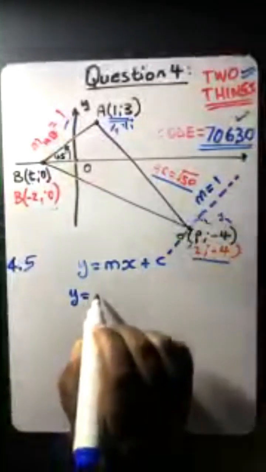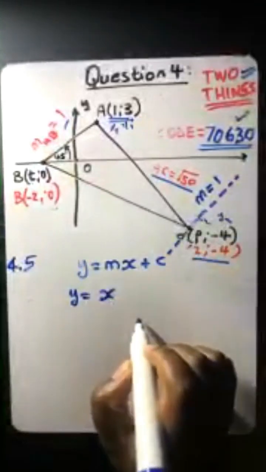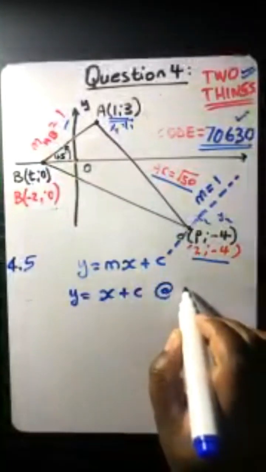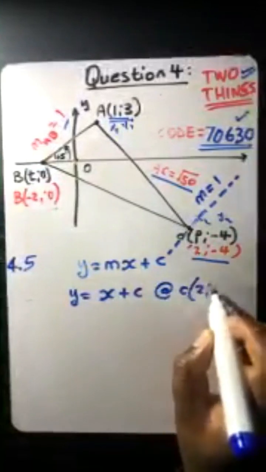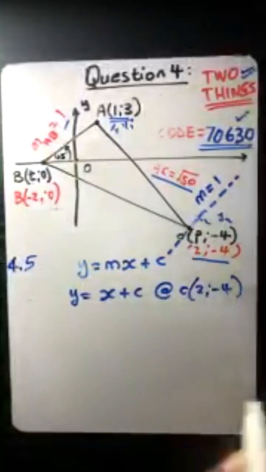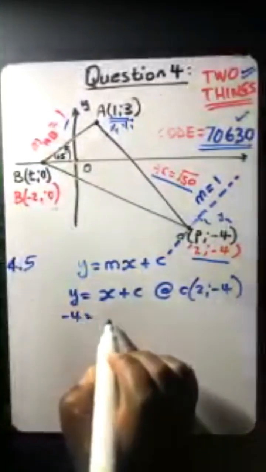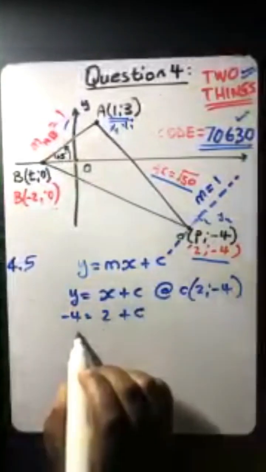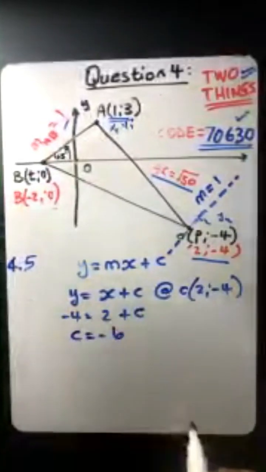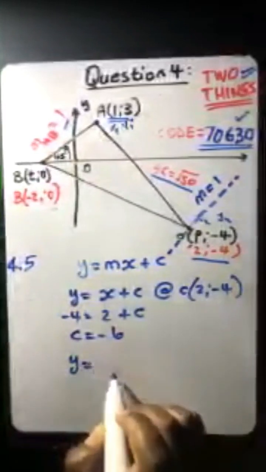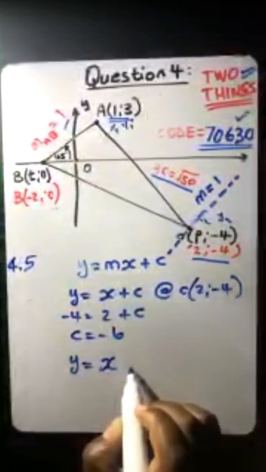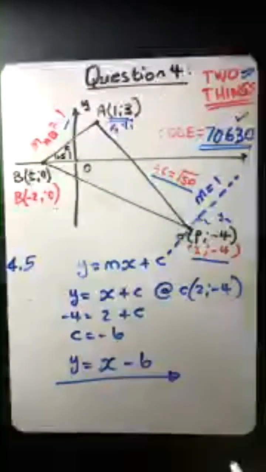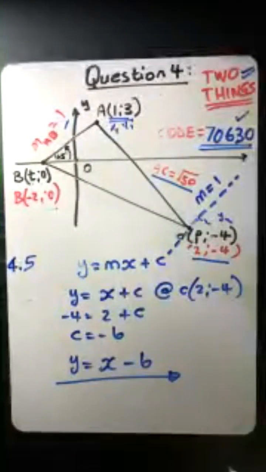What is the gradient of that line? It is 1. So that means you have an invisible 1x plus c. And she says at what point? At point C, where x is 2 and y is negative 4. So y is negative 4, x is 2, plus c, which is what we are looking for. Take it to the other side. It's more like c is equal to negative 6, meaning the equation of that line is y equals x minus 6.